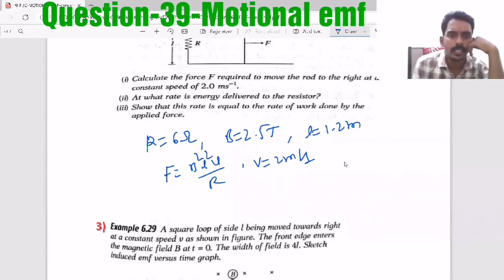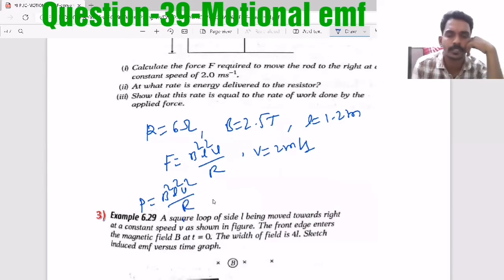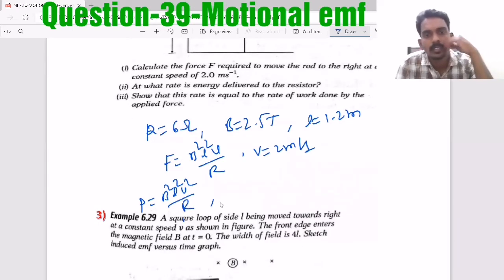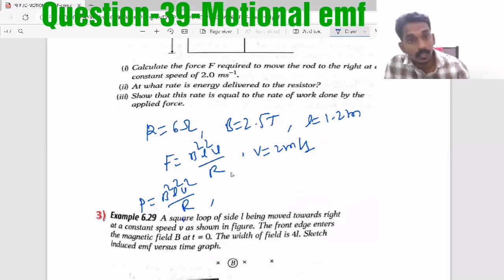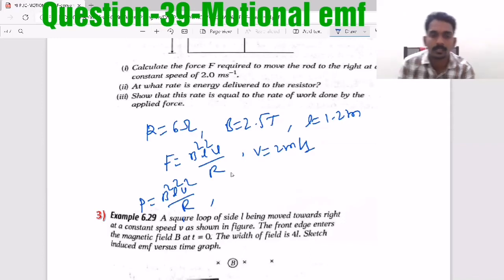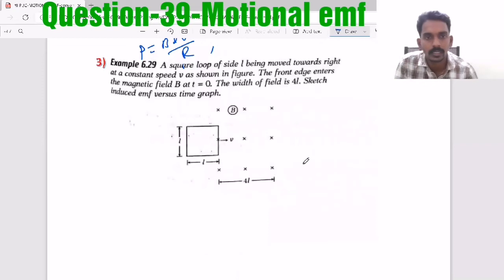Now, at what rate is energy delivered to the resistor? So they are asking for power. So what is the power formula? B squared L squared V squared by R. So this way you can find it. They can ask questions based on EMF or current or force or power, anything they can ask. So just try to understand and try to solve the question.